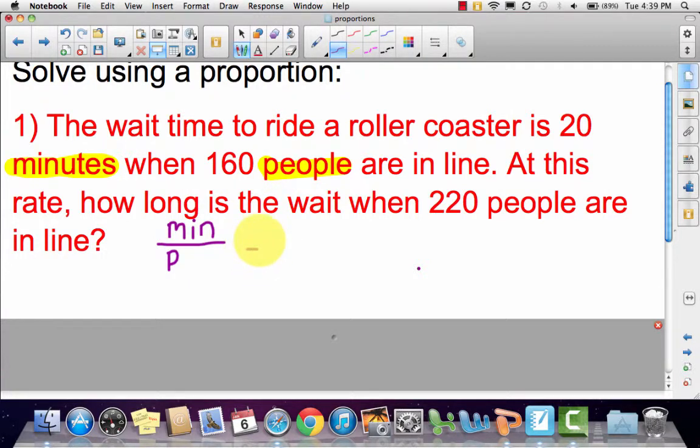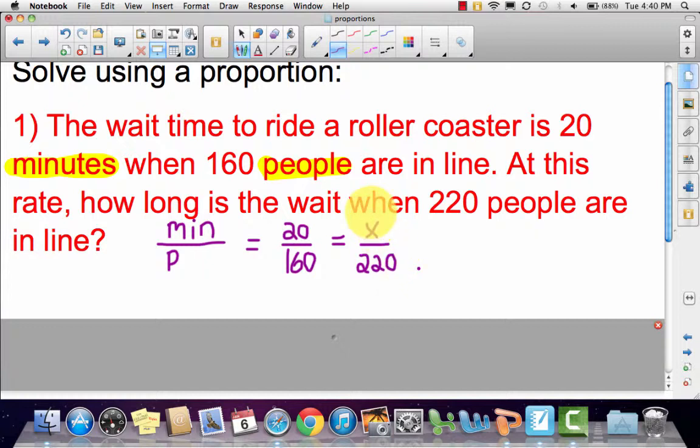So here we go. I'm now going to fill in my first ratio, and it tells me that the wait time is 20 minutes if there's 160 people. So 20 minutes for 160 people. And then they ask us, at this rate, how long is the wait when there are 220 people in line? So how long is the wait becomes x if there are 220 people. And we've now created our proportion.